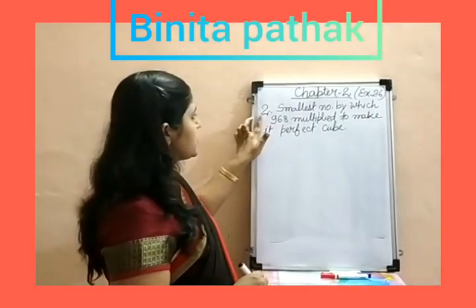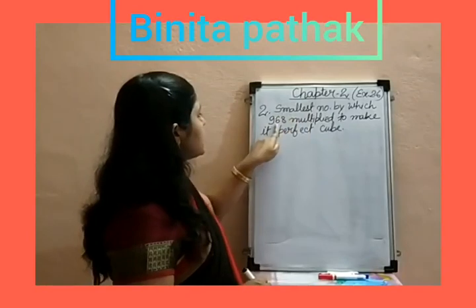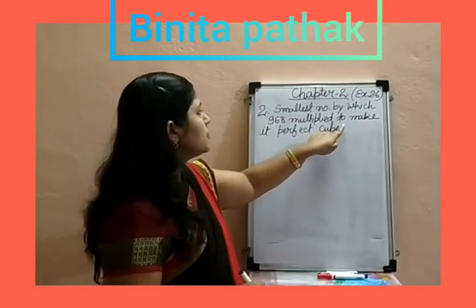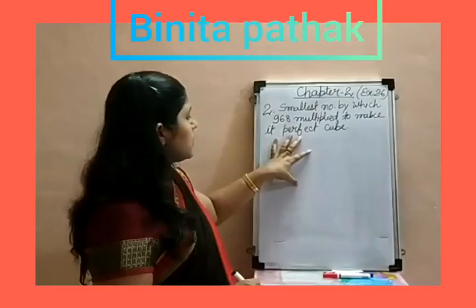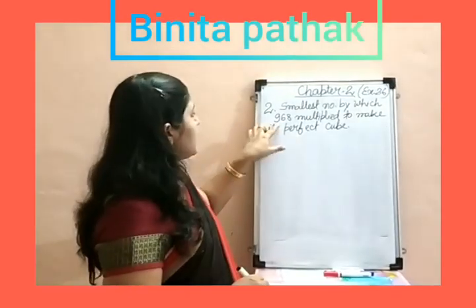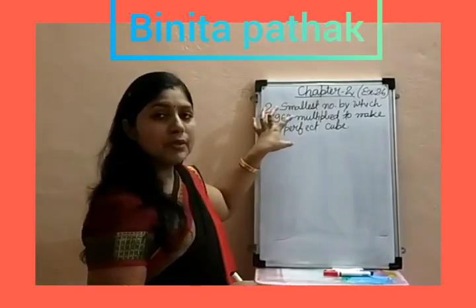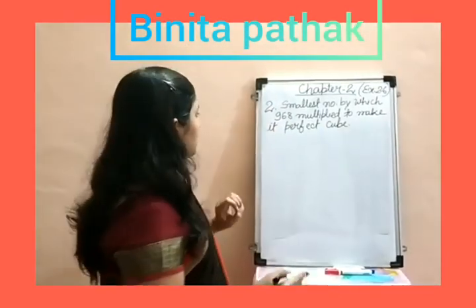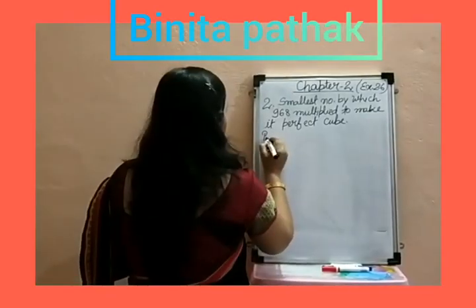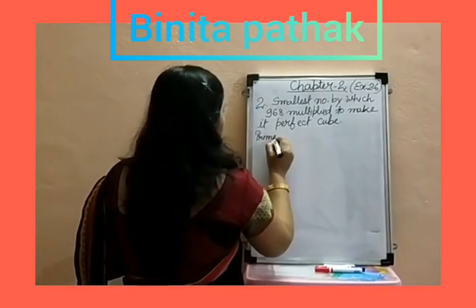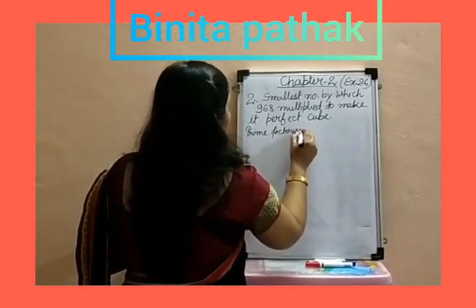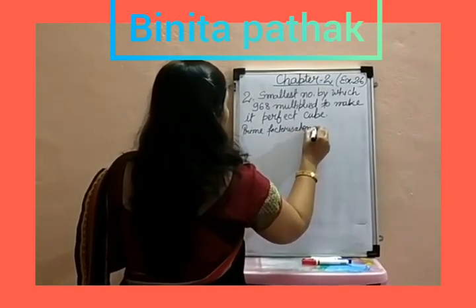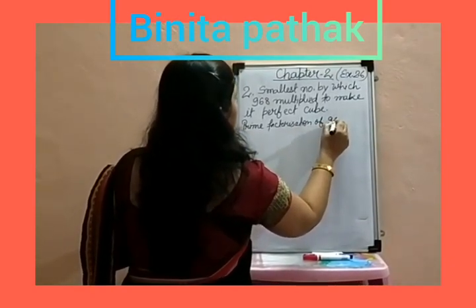Now question number 2 is: find the smallest number by which 968 must be multiplied to make it a perfect cube. So which is the smallest number which, multiplied by 968, can give a perfect cube? So find out the prime factorization of 968.